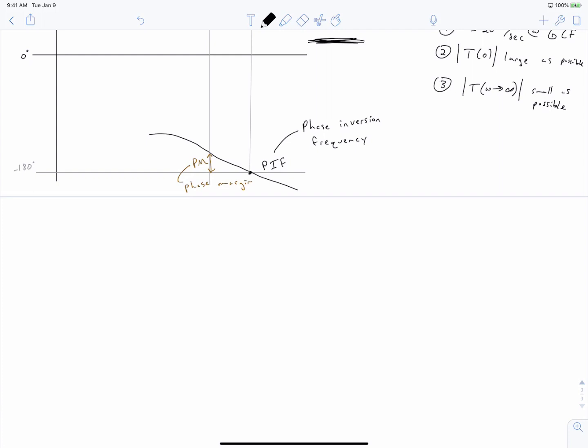Next, we're going to be talking about how to derive the transfer function of our power converter using small signal analysis.